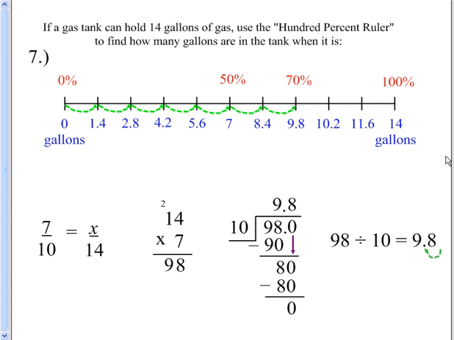So these are the two strategies that you can use to solve question number 7. You can use the 100% ruler, or you can set up a proportion and use cross multiplication to solve it. Once you feel comfortable with this question, go ahead and do the practice question that's provided for you here in the homework quiz for week number 16.